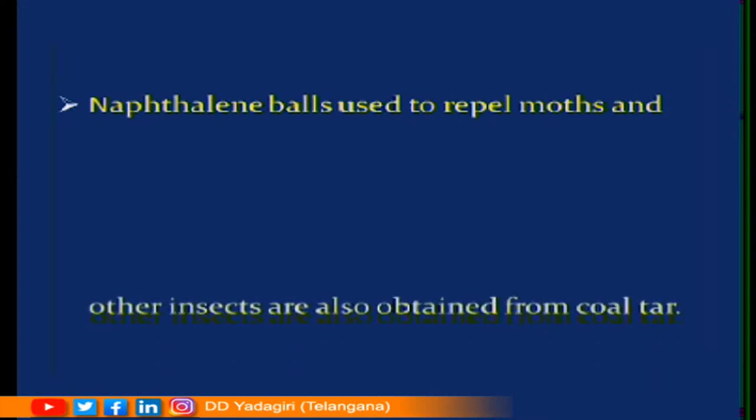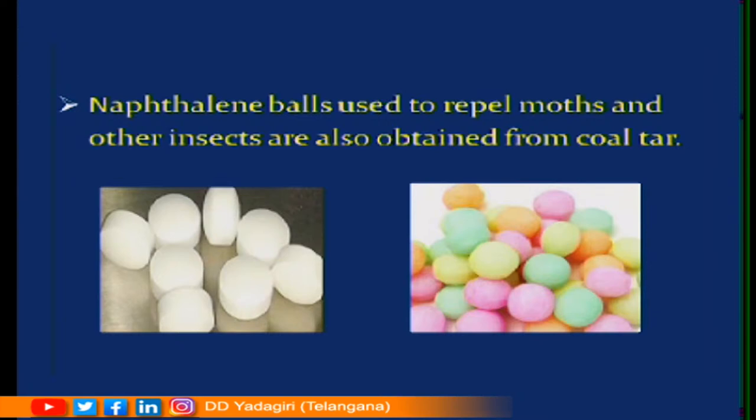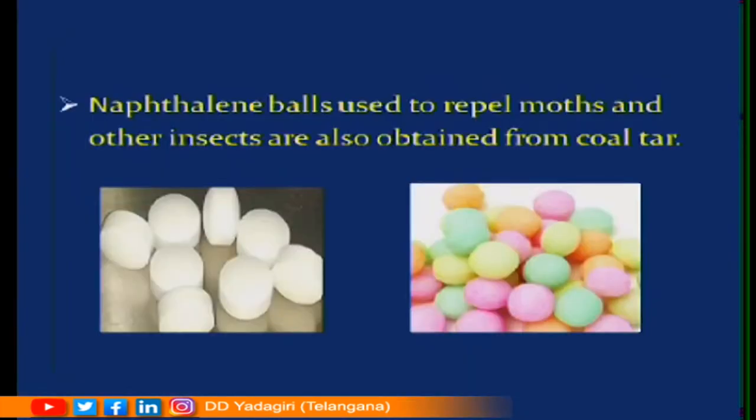Now, do you know naphthalene balls are used to repel moths and other insects? They are also obtained from coal tar. Children, where do you use these naphthalene balls? Yes, we keep them in our cupboards for clothes and for the safety of our books, so that insects cannot eat them and they will not be spoiled. These are also products of coal tar.